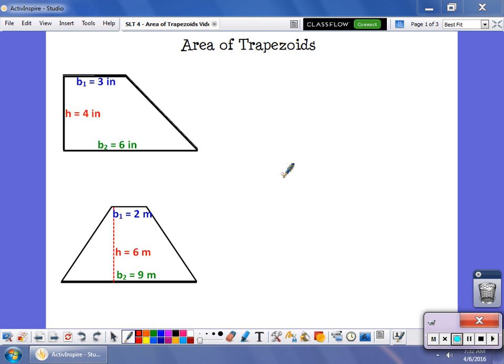Trapezoids are quadrilaterals that have one set of parallel sides. We're going to figure out how to find the area of a trapezoid by relating it to what we know about the areas of parallelograms. Okay. Look at this trapezoid.